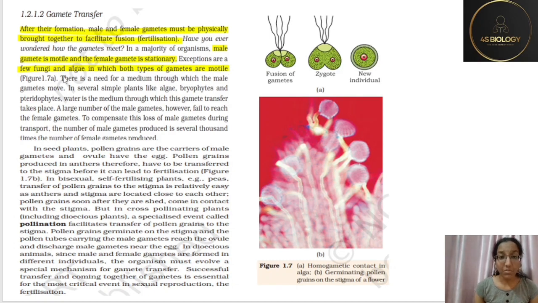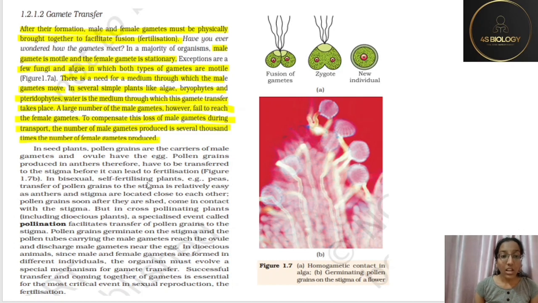There is a need for a medium through which the male and female gametes move. This is mainly in algae, bryophytes, and pteridophytes. Water is the medium through which gamete transfer takes place. A large number of male gametes, however, fail to reach the female gametes. To compensate this loss, the male gametes released should be several thousand times the number of female gametes. When male gametes are produced they can go elsewhere and may not reach the female gamete. That is why several thousand male gametes are released so that at least a few meet the female gamete.